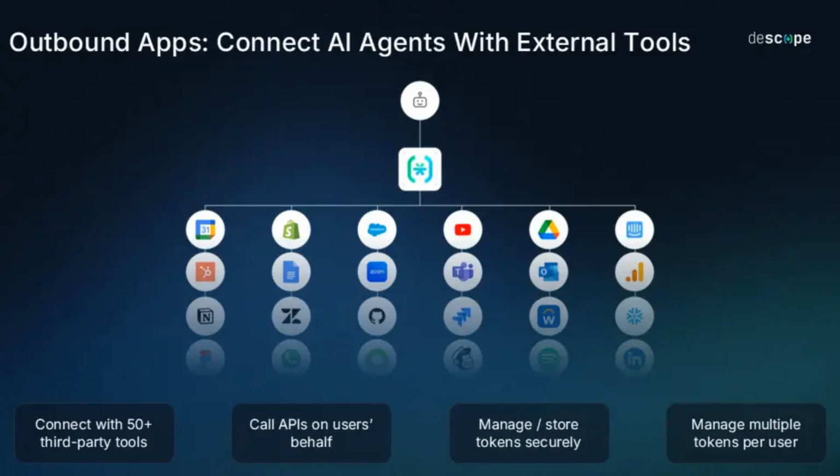Thanks, Anvi. Next up, let's cover outbound apps. Outbound apps are an easy and powerful way to make your AI agents production ready. You can now securely connect AI agents with over 50 third-party tools, call APIs on users' behalf, all without worrying about OAuth, token management and storage, or user consent. I'll now hand it over to Kevin to show a real-world AI agent that connects with Google Calendar, Google Meet, and even a custom CRM using outbound apps.